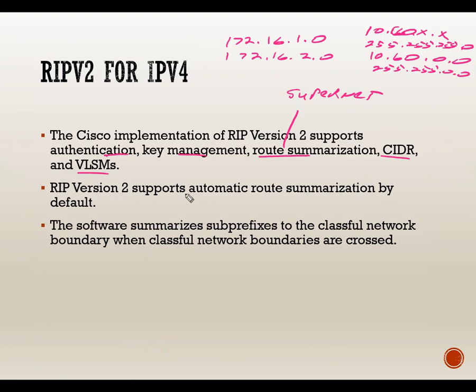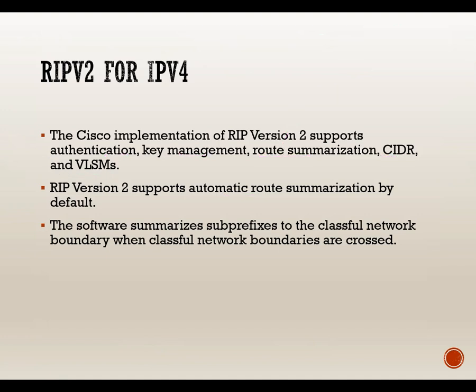So RIP v2 supports automatic summarization by default. If you don't want it to summarize, you have to tell it not to summarize. The software summarizes subprefixes of a classful boundary when classful network boundaries are crossed. So it summarizes to the classful boundaries, and that's what most of the ones that summarize are typically going to do.